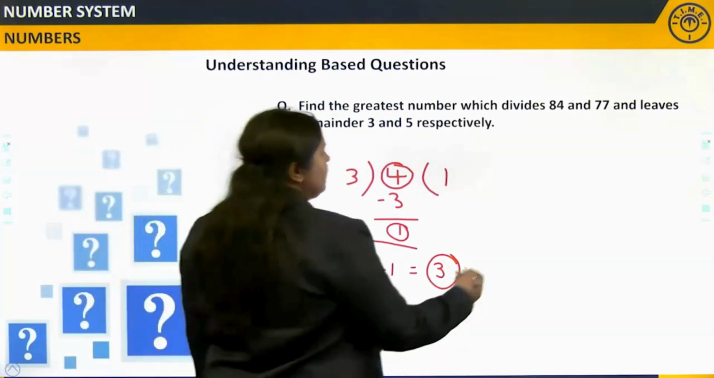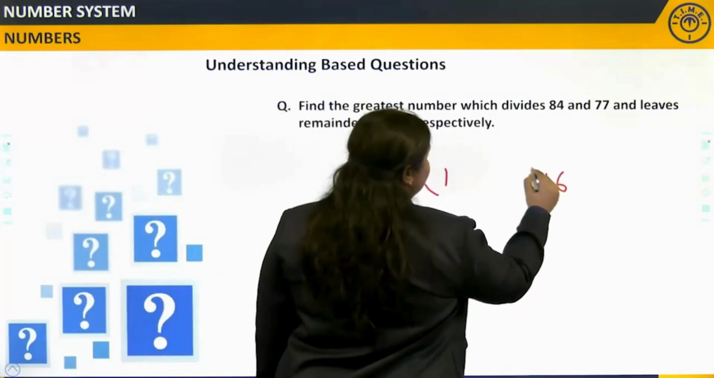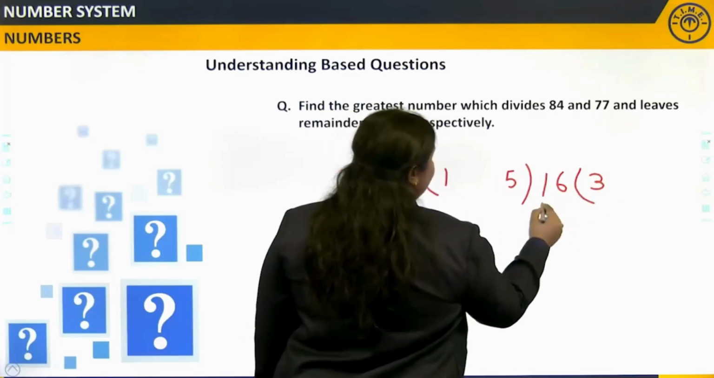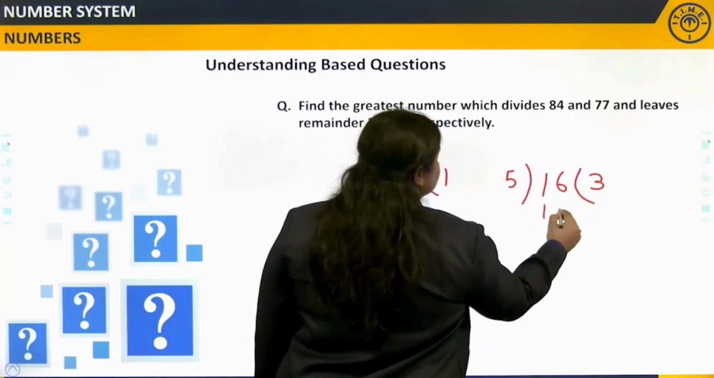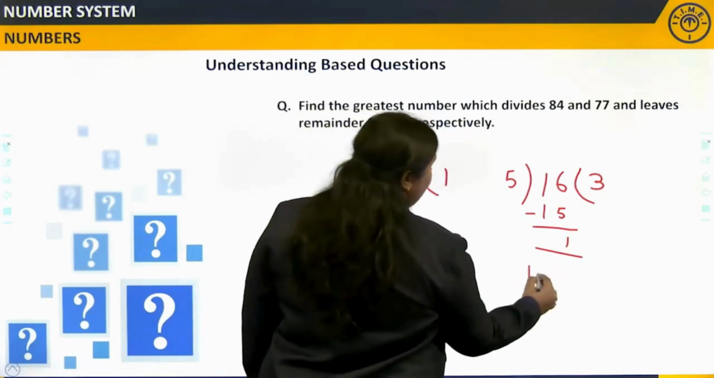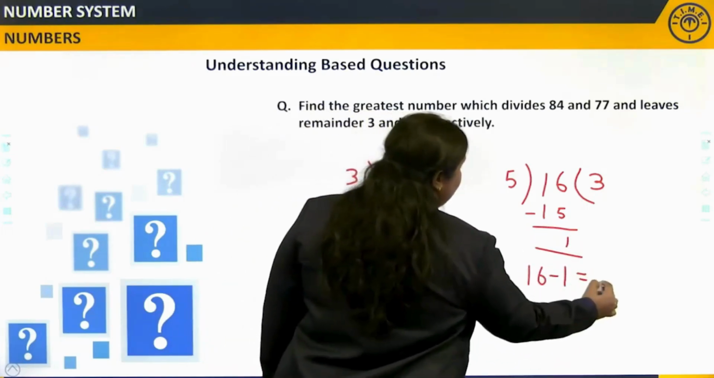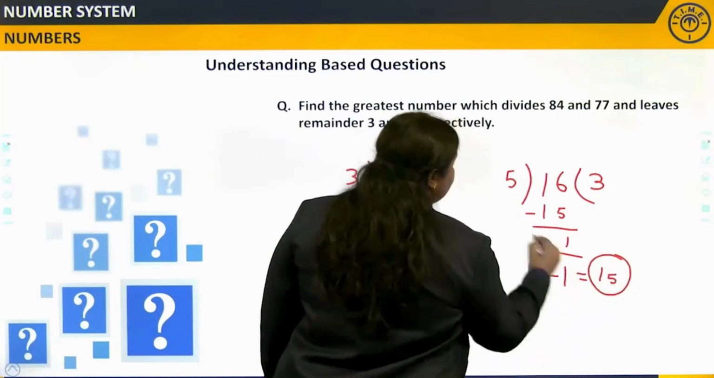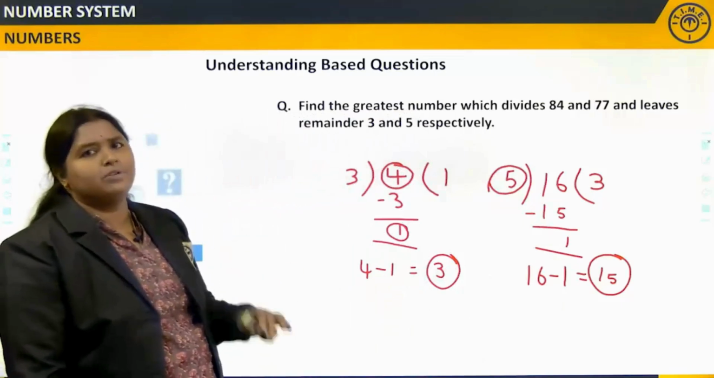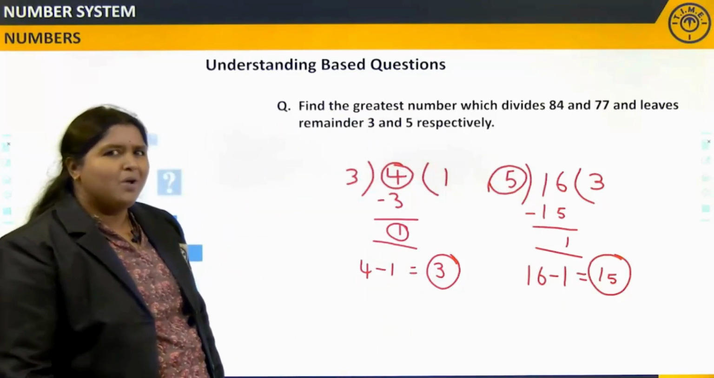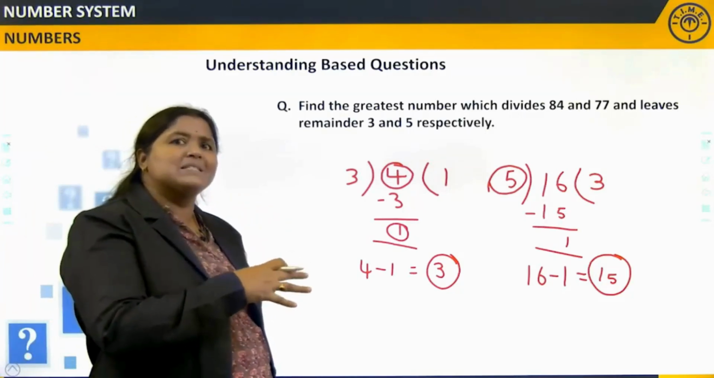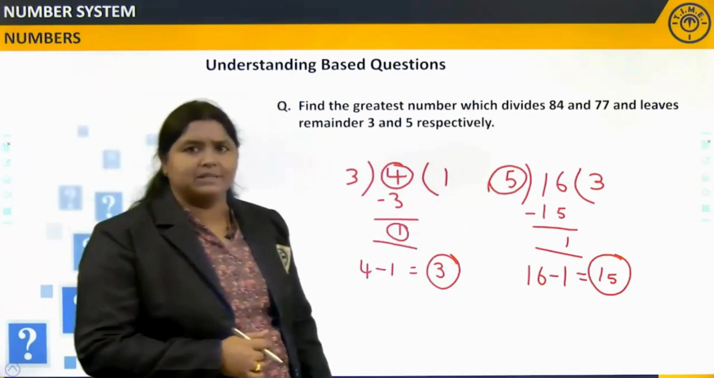Let us take another example. Say you have 16. 16 is not divisible by 5. When you divide 16 by 5, what do you get? 3 5s are 15. Remainder is 1. If you remove this remainder 1 from 16, you get what? 15. 15 is exactly divisible by 5. 3 5s are 15. No remainder, 0 remainder, right? So, what happens if you remove the remainder from the number? It becomes exactly divisible by that divisor, right?